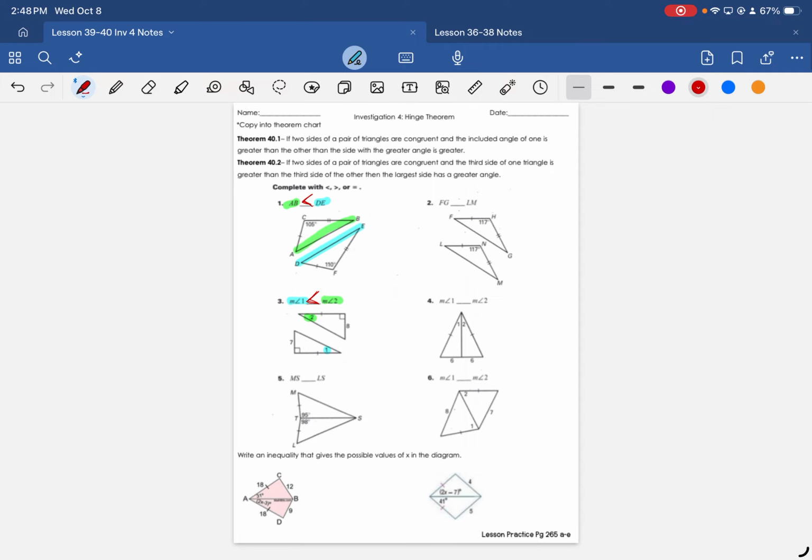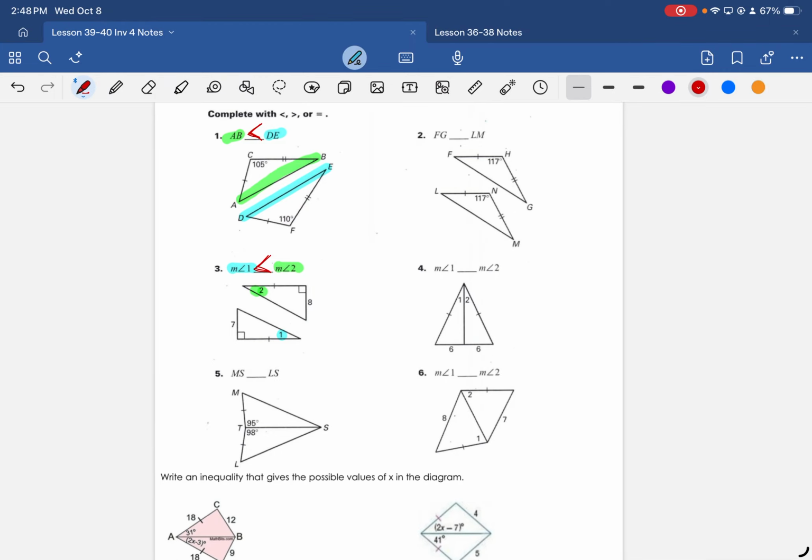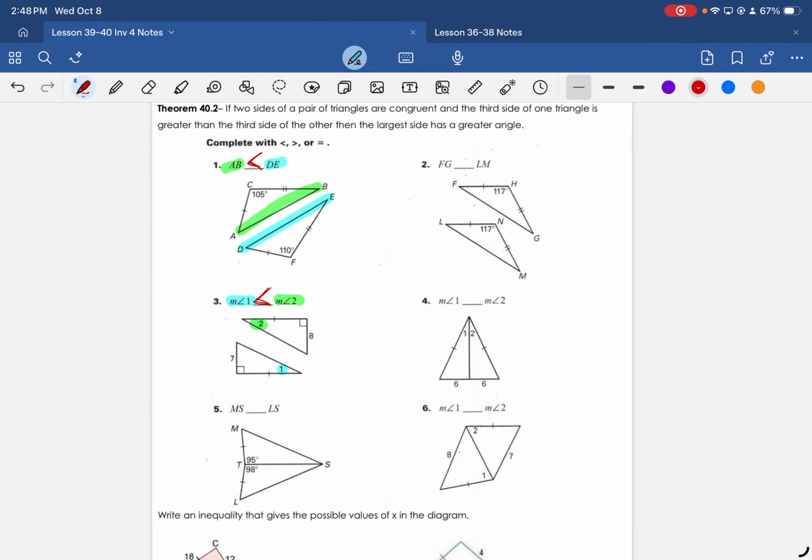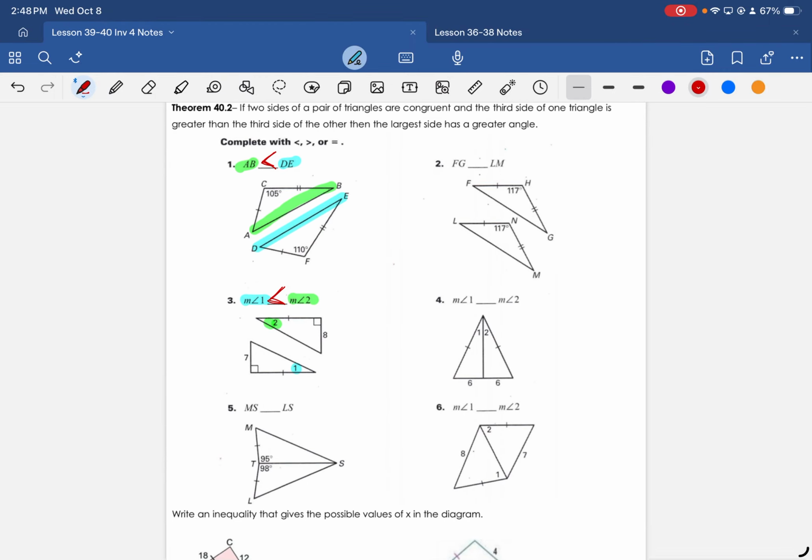Okay, so because it's so easy, will you please do 2, 4, 5, and 6, the ones I haven't done with you? 2, 4, 5, and 6. Can they be equal to though? They can be. Good question. Yes, they can be equal to.